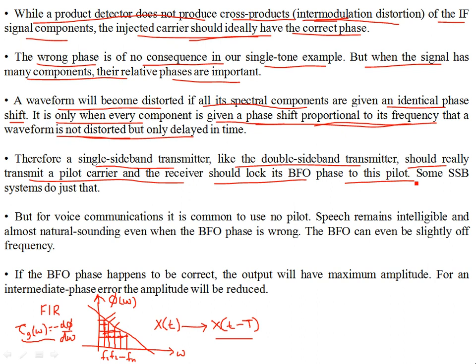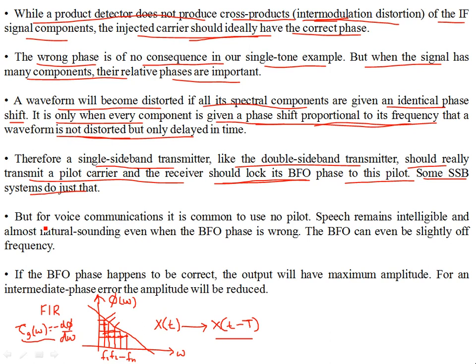Okay, so to save the power requirements for AM transmission, a small carrier can be transmitted to the receiver just to lock. So at the receiver, you can lock to its phase. So if a beat frequency oscillator locks to the correct phase of the carrier, well, then we don't have any phase distortion. Okay, so some SSB systems just do that, right?